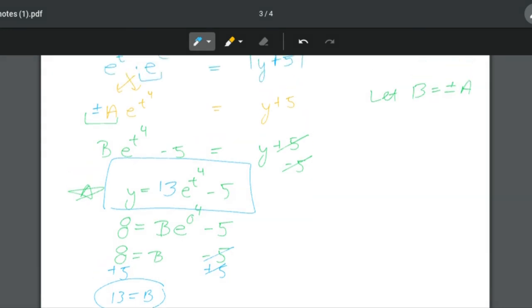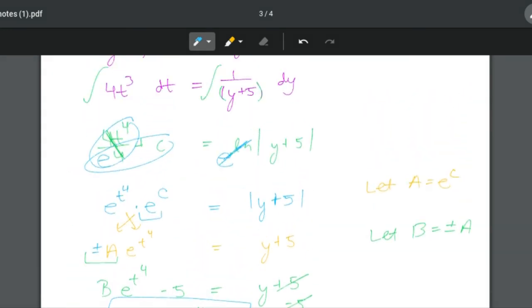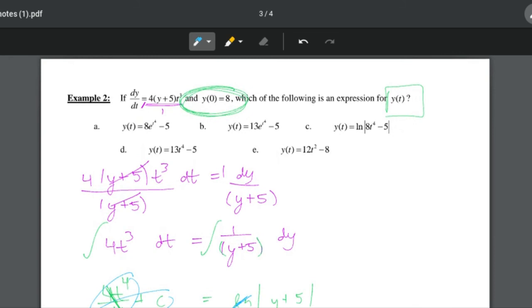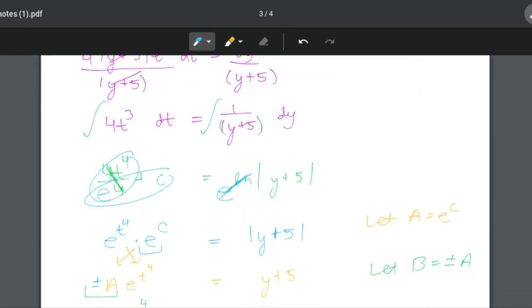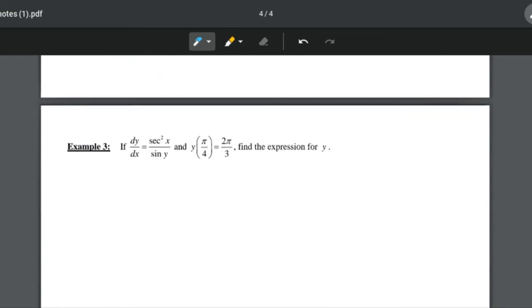All right, and let's see, this question was multiple choice. Is that an answer choice? 13e to the t to the fourth minus 5. It is. It's answer choice B. All right, let's keep moving.